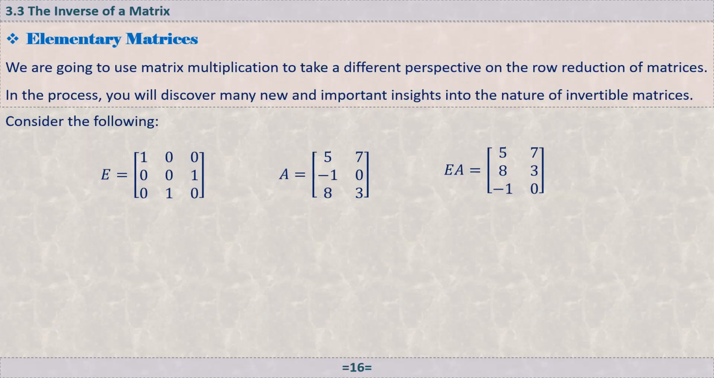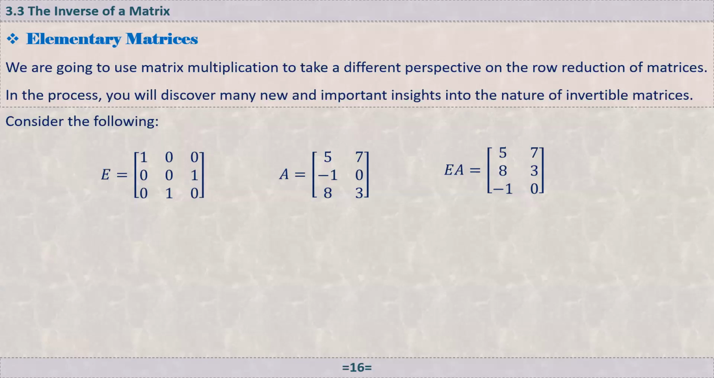What are these? We can just interchange 2 rows, or we can multiply a row by a constant number, non-zero constant number, or we can just multiply a row by a constant and add it to another row. These are elementary row operations. We are saying row operations because we are doing these operations on the rows of the matrix, not on the columns. So here, in this process, you will discover many new and important insights into the nature of invertible matrices. Here we are going to get introduced with elementary matrices.